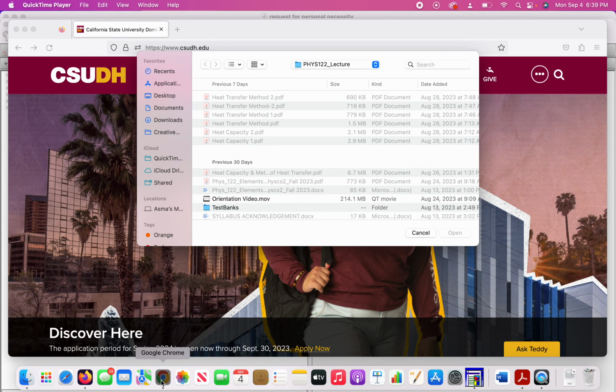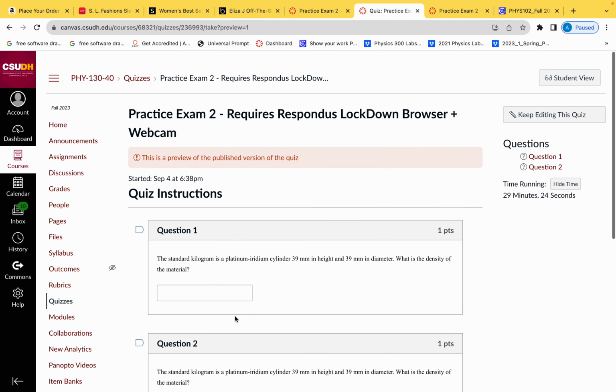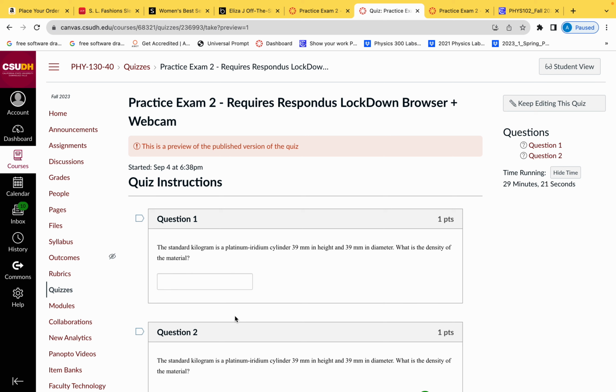I want to show you here how we are going to answer these two types of questions. I posted this practice exam too, and of course you are going to be under the Respondus Lockdown Browser, and you're going to have your webcam on. I make the practice exam timed so that you will limit yourself, but you have so many attempts.